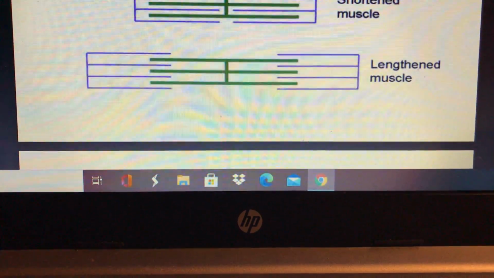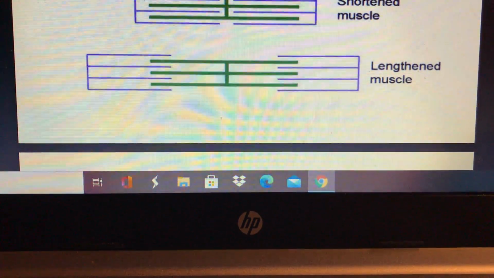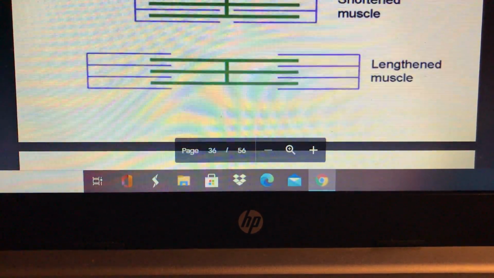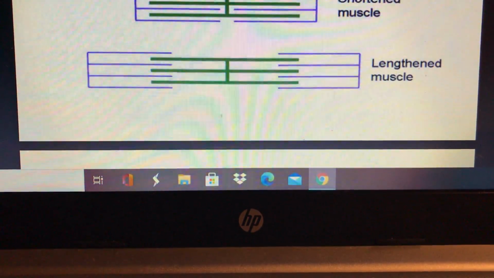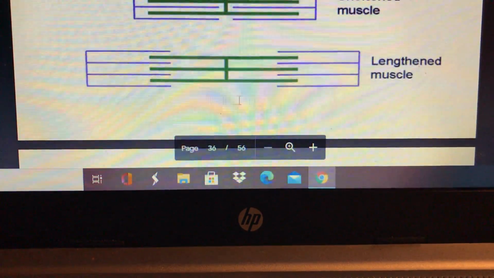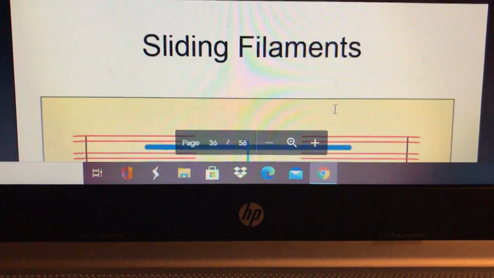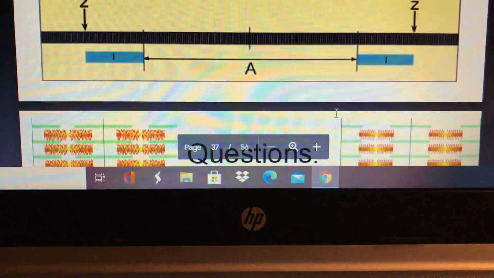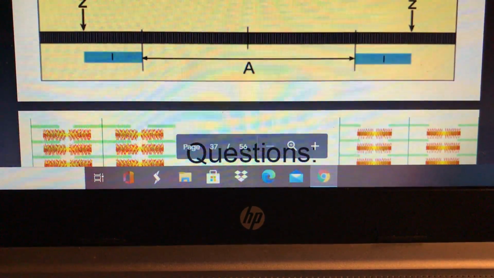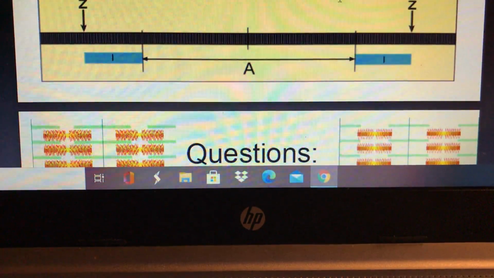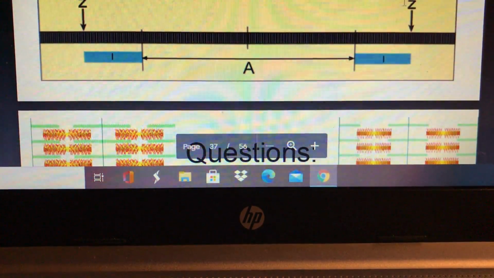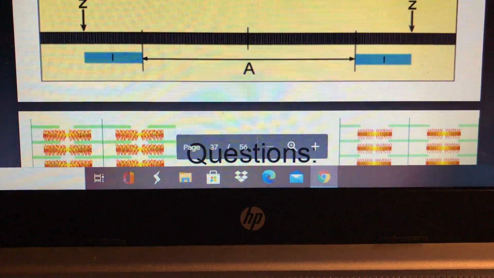Thin filaments, actin, I band. These are the thick filaments, myosin, dark. These are light. This is the shortened muscle. This is when the muscle is lengthened. These are the elements: the Z discs. This whole entire thing is the A band. These are the I bands because they're light. And this is dark.